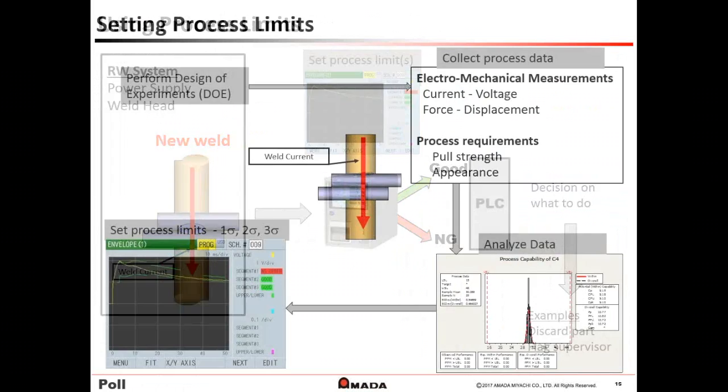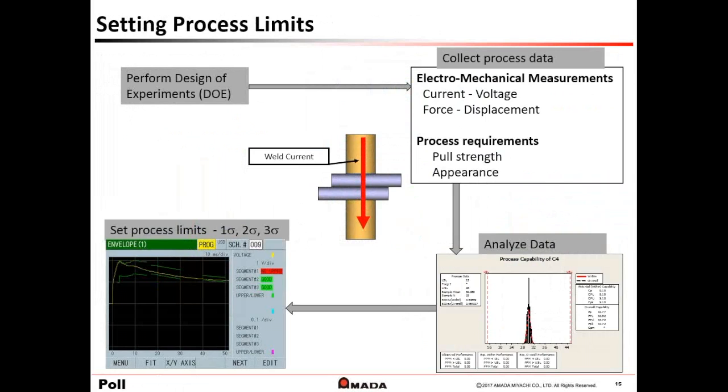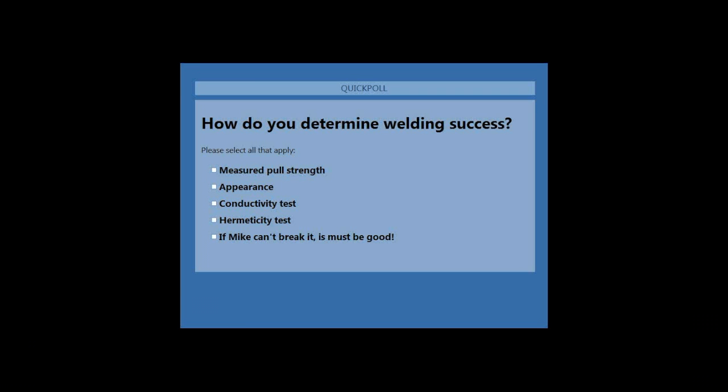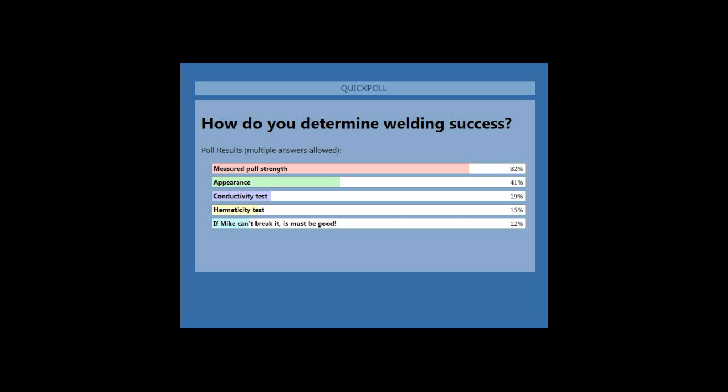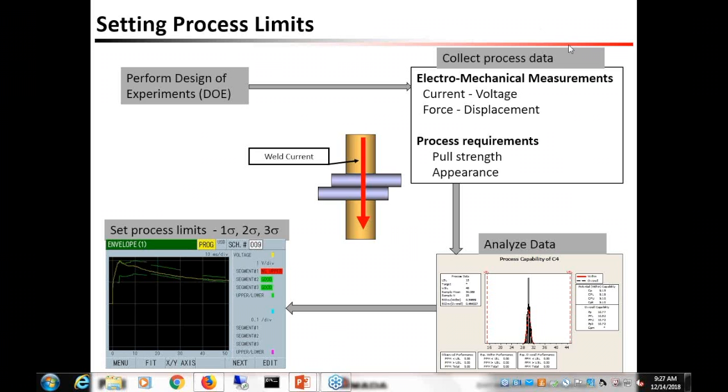Back up one second. Okay, sorry guys, we're at the end of this slide, and we're going to do another poll. I'm going to give you a couple seconds here, 15, 20 seconds. Go ahead and take that poll, and we'll resume shortly. Okay, good. Let's continue. Okay, good. So a lot of you are gauging the quality by pull strength. That's good. Okay, let's continue.